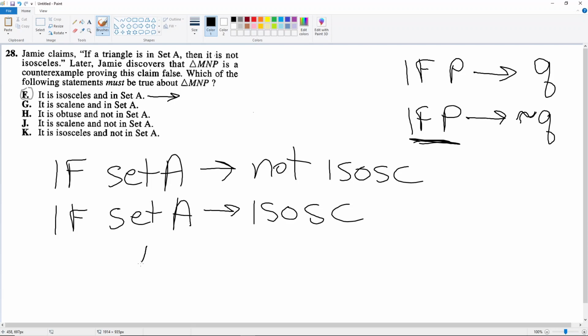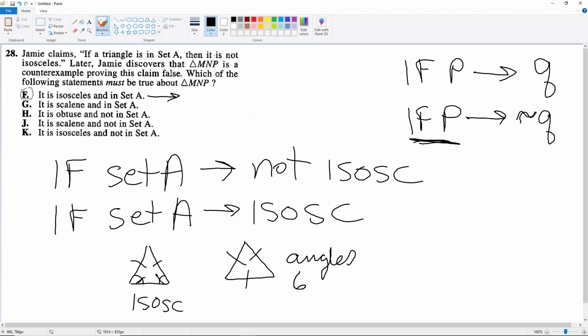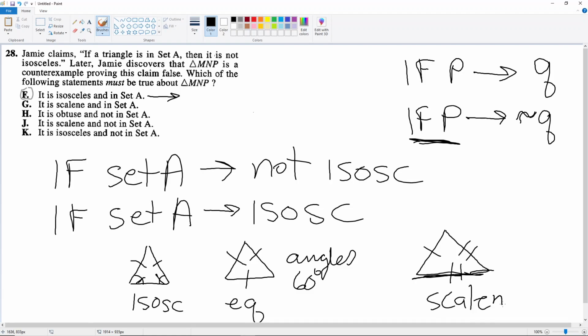Now here's a little discussion about isosceles, scalene, and equilateral. An isosceles triangle has exactly two equal sides and exactly two equal angles. That's isosceles. An equilateral triangle has all three sides equal, and all the angles are going to be equal, and they're equal to 60 degrees. That's an equilateral triangle. And a scalene triangle, which I always have trouble drawing, has three sides that are different and three angles that are different. None of the angles are the same. So that's a scalene.